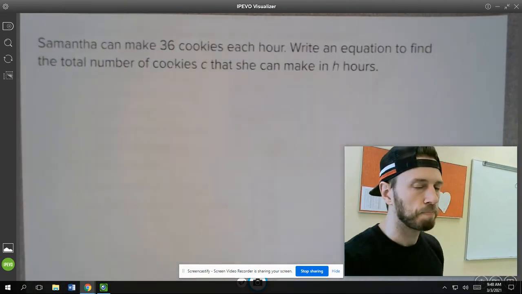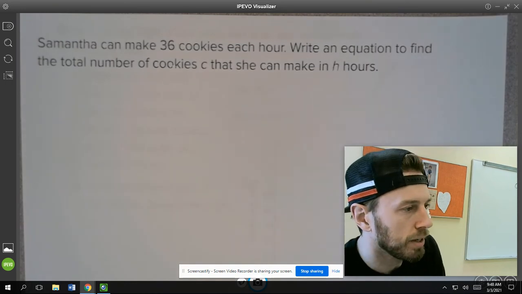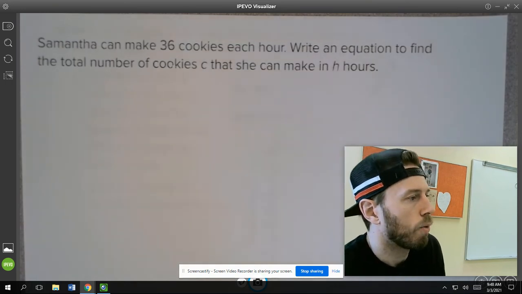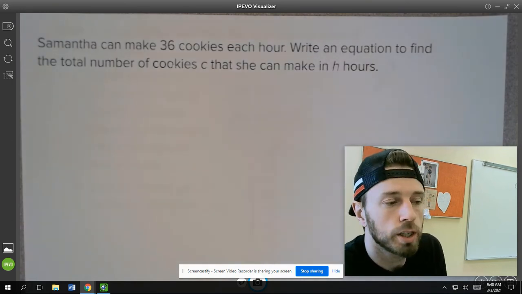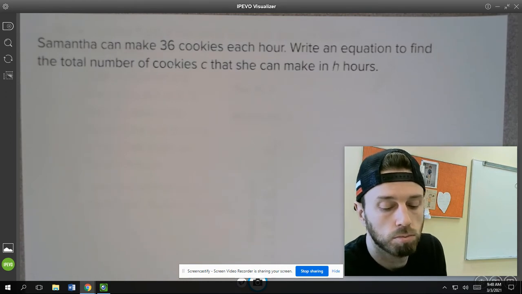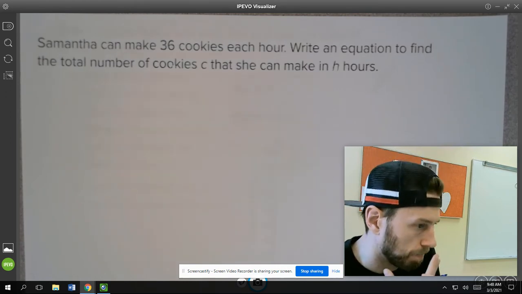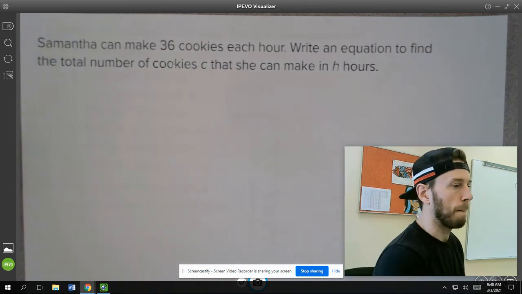Try this one, please. Samantha can make 36 cookies each hour. Write an equation to find the total number of cookies that she can make in h hours. Okay, we'll see what you got.